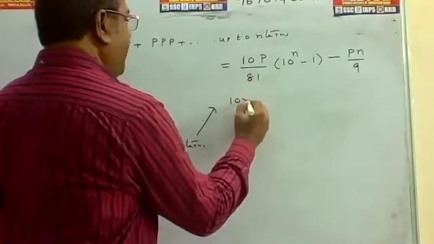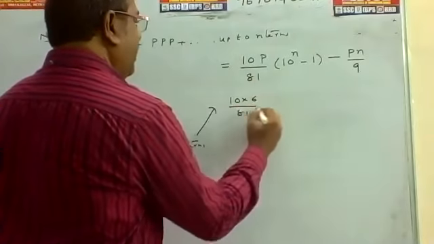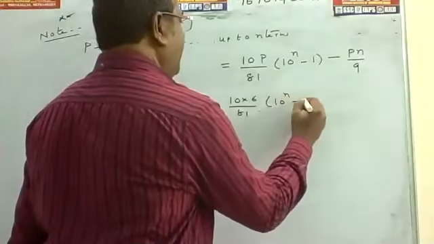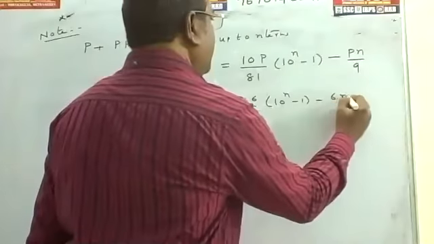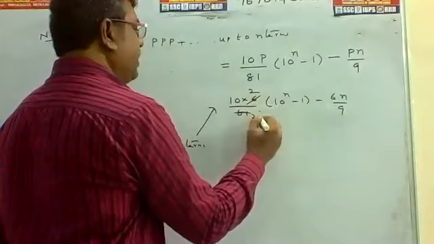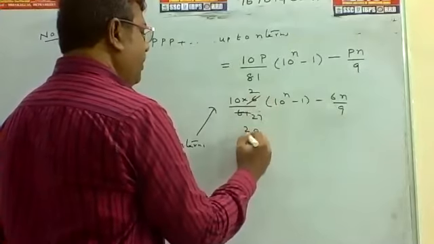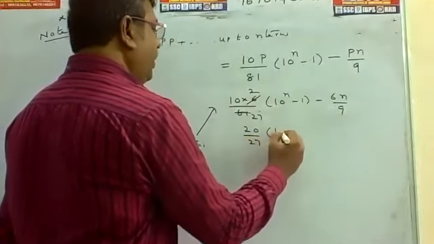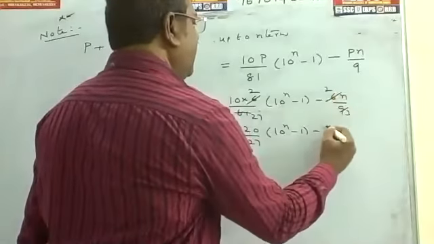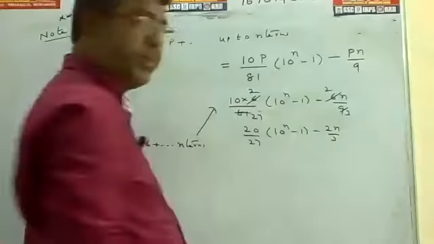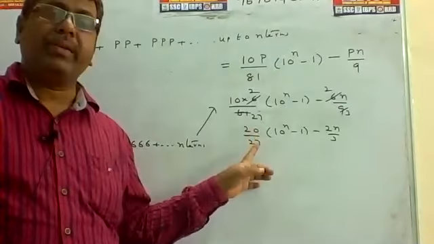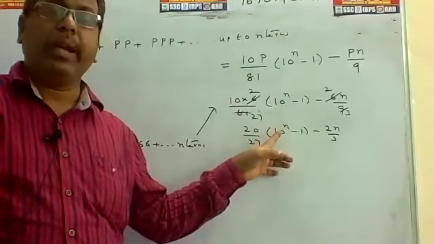So 10 into P means 6 by 81 into 10 to the power of n minus 1 minus 6n by 9. 3 2s are 6, 3 27s are 81. So the value becomes 20 by 27 into 10 to the power of n minus 1, minus 2n by 3. This is the answer. The answer is 20 by 27 into 10 to the power of n.